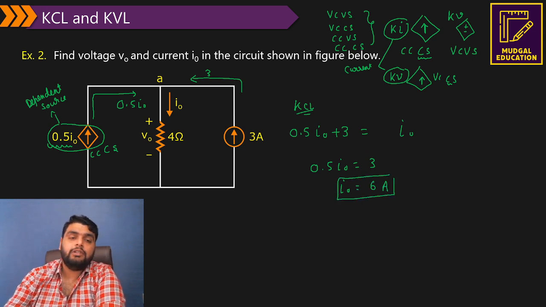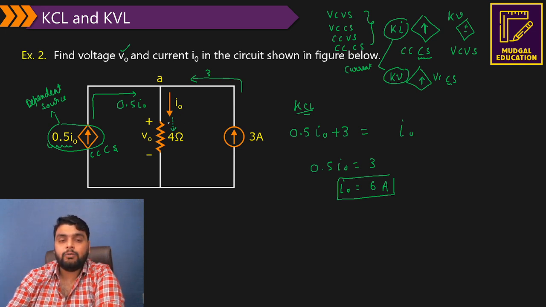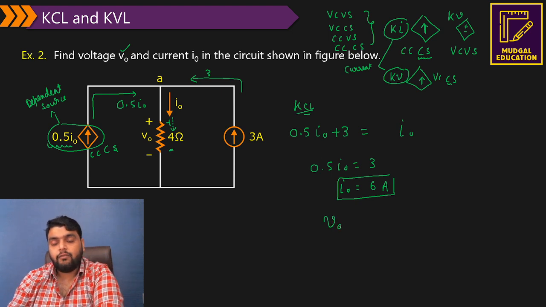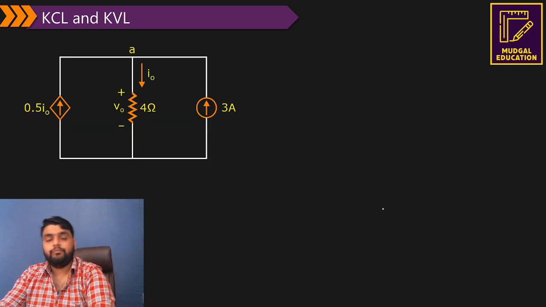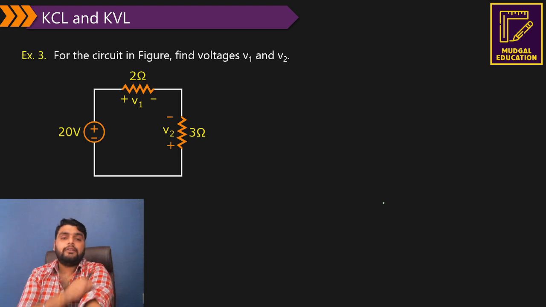Now in the question you need to find V0 also. Here you can see I0 is going towards the 4 ohm, and according to that the polarity is plus minus, which is already given. So I can find V0 using Ohm's law: 4 multiplied by 6, 24 volt. Using Ohm's law we get 24 volt, right? Next question. For the circuit shown in the figure, find the voltages V1 and V2.